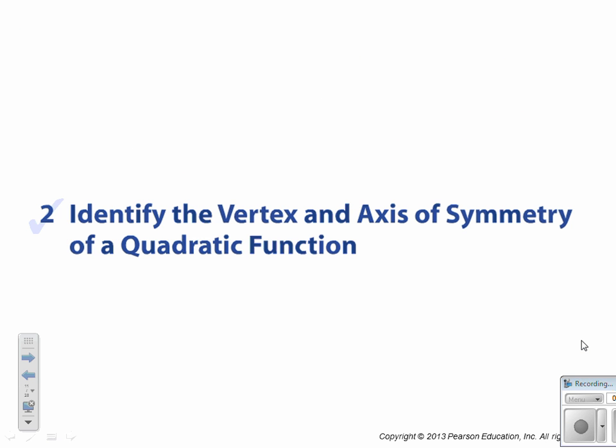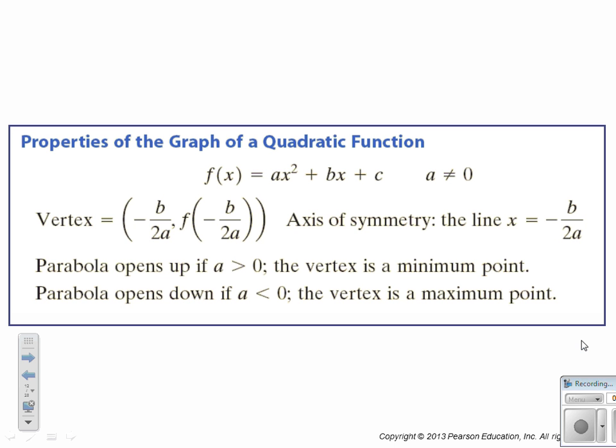All right, so now we're going to take that property and identify the vertex and axis of symmetry of a quadratic function. Our vertex is going to be at negative b over 2a, and the other coordinate is whatever our function equals when we plug in the x-coordinate for our vertex.